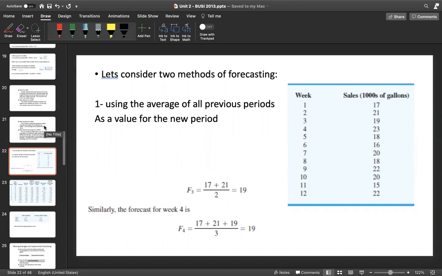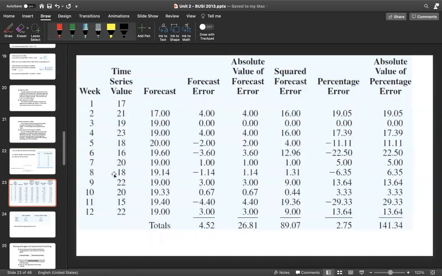So other than the previous method that we used before, naive, we want to consider some other method so we can compare them together. The other method we want to do right now is the average of previous periods. What we're doing here is, in this table, we consider all of the previous values, and we calculate the average of those, and we put that for the next number. So average of these two, for example.